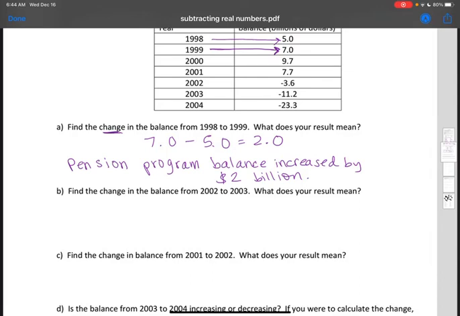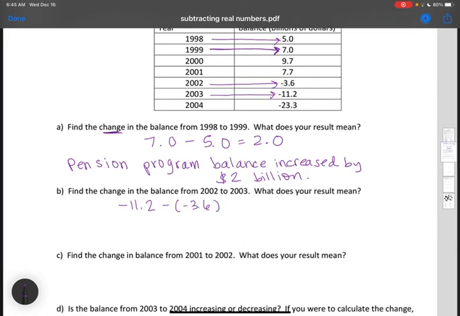Okay, so for B, it says find the change in the balance from 2002 to 2003. What does your result mean? Okay, so 2002 was negative 3.6. 2003 was negative 11.2. To find our change, we show where we ended up at. We ended up at negative 11.2. And then we subtract where we started, and we started at that negative 3.6.